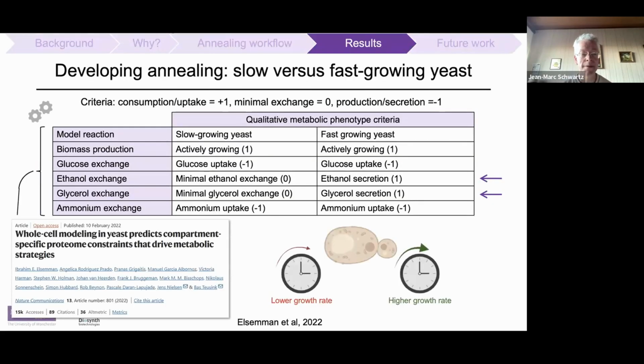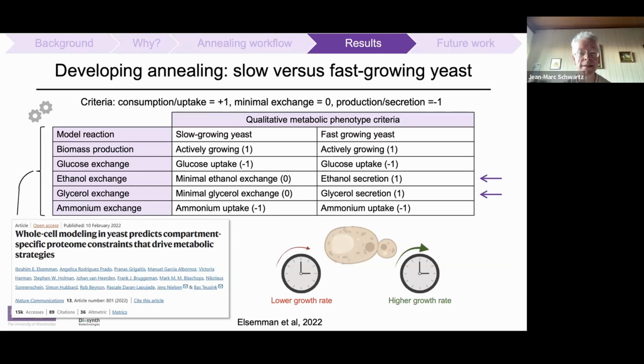So here are some of the results. As I said, we wanted to develop it first using unicellular organisms, so most of the development and validation was done initially there. Here we initially applied it to yeast, and this was done as part of a collaboration with Bas Teusing's group in Amsterdam. They helped us to define two main types of growing yeast cells: slow-growing yeast and fast-growing yeast.